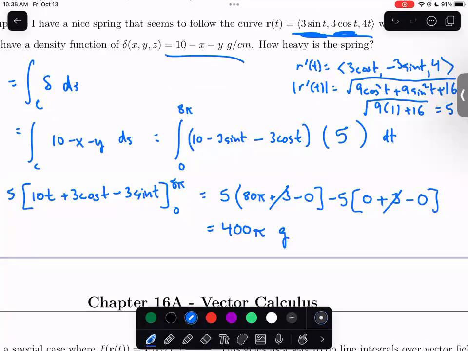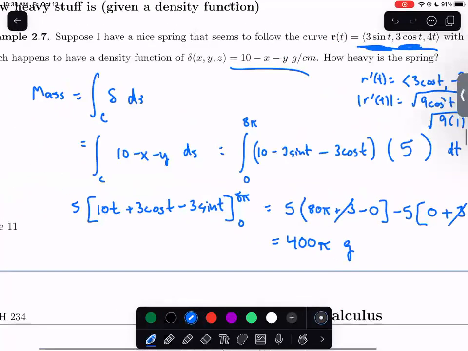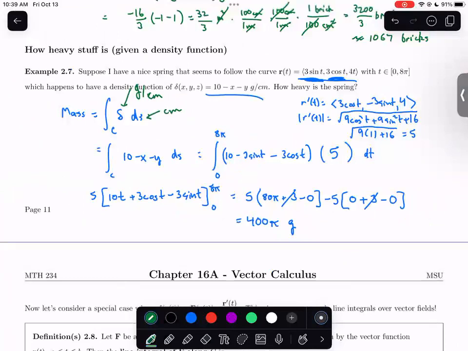We follow the units around a little bit. We have that this density function was in grams per centimeter. This small distance, the small step along our curve, is going to be in centimeters. And so when you multiply those, they'll cancel out and our unit would be in grams. Any questions on this one?